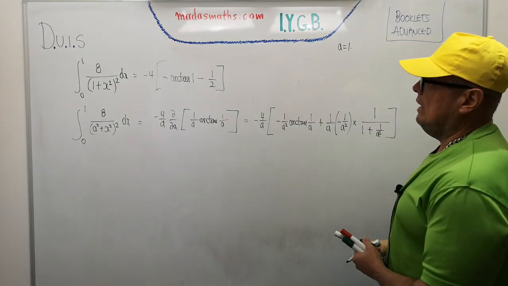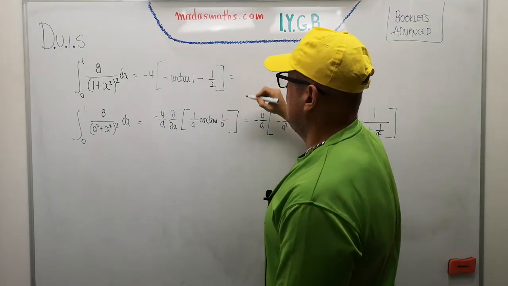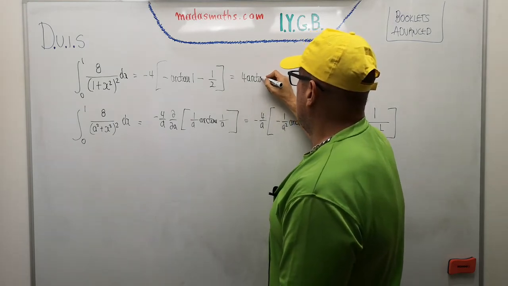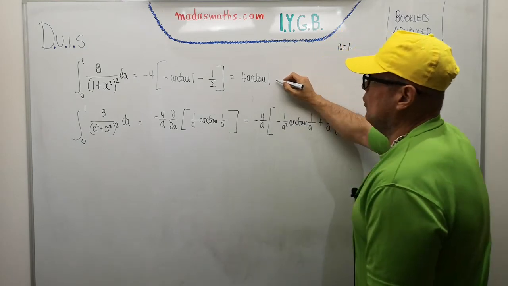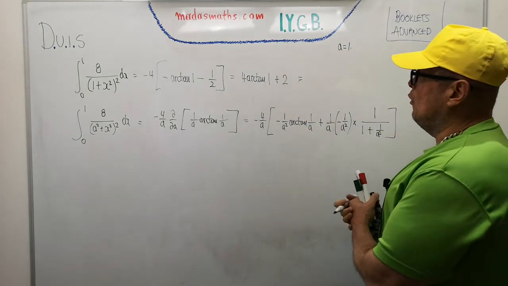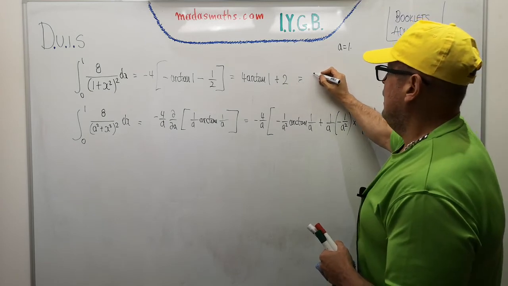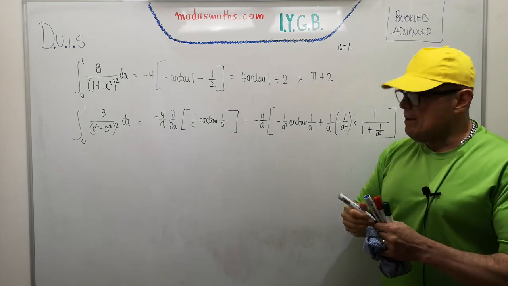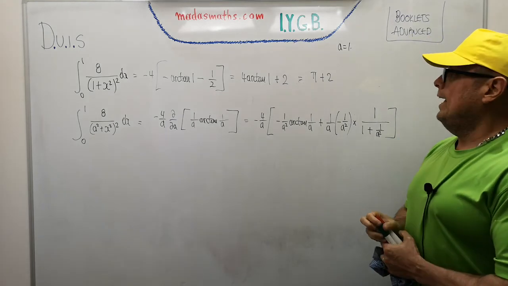Okay, and I think this should work. Let me just multiply it out. So it's going to be 4 lots of the arctan of 1. Yes, it's all good. Plus 2, and of course the arctan of 1 is pi over 4, and times by 4 will give you pi plus 2, which is what I wrote up there. I did remember the answer well for this particular one.